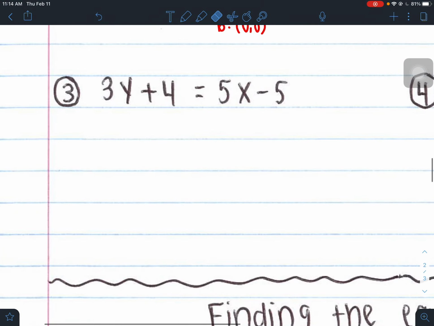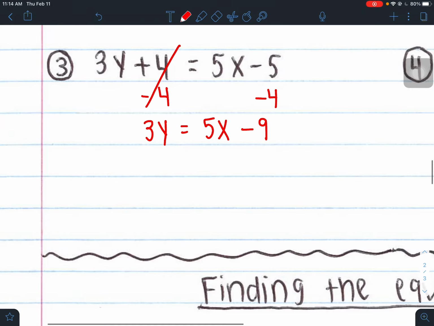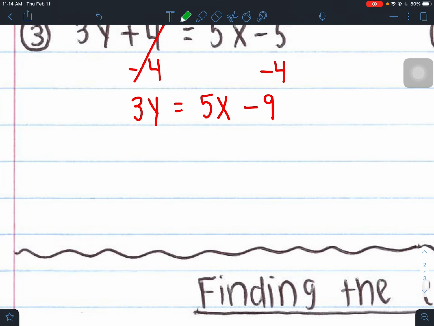All right, moving on to number 3. Remember, the goal is you want to get y by itself. So the first thing I'm going to do is subtract 4 from both sides. And remember, you can only subtract from like terms, so you've got to subtract from the negative 5. 3y equals 5x. Negative 5 minus 4 is negative 9. You want to divide everything by 3 to get rid of the 3 in front of the y. So y equals 5/3 x, and then negative 9 divided by 3 is negative 3.